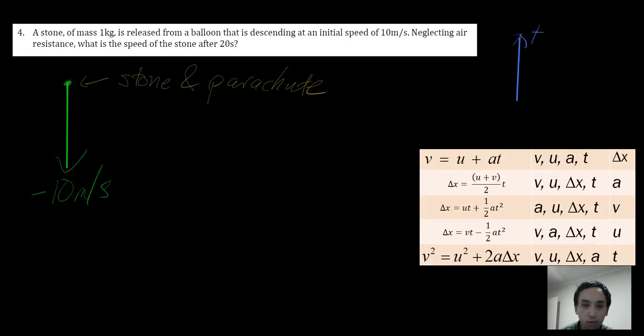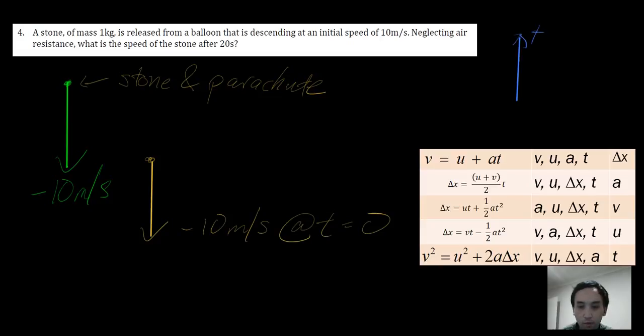So when the stone is released, naturally, let's say it gets released down here somewhere, the stone is also going to be traveling at negative 10 meters per second at t equal to 0. This t equal to 0 part just refers to when the stone is released. So this release part means t is equal to 0.